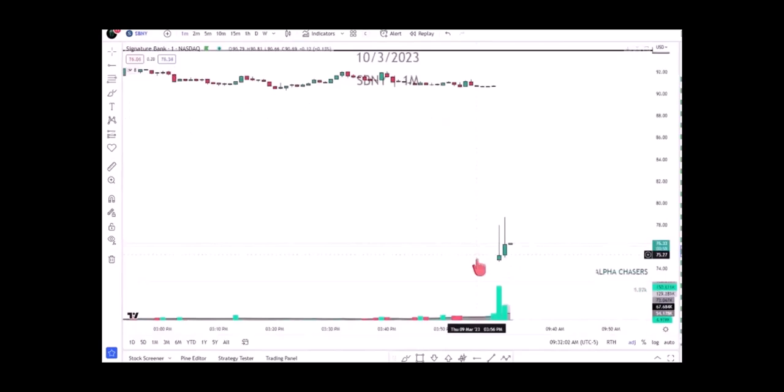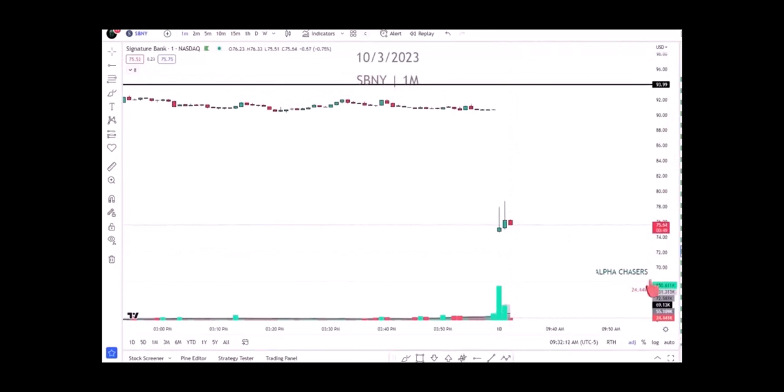SBNY, you're trying to lift, but this is a really deadly pattern. See how you're having these wicks up? This is a matter of time. That's probably going to crack, guys. That's probably going to get worse, not better. Everyone's going to go look for the next one. They're going to pile in here. They're going to pile in there.